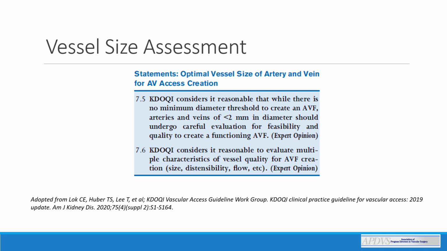An important aspect of planning for HD access creation is vessel size assessment. While minimum diameter thresholds for arteries and veins have not been validated, KDOQI suggests that vessels less than 2 mm in diameter might not be adequate to create a functional fistula.